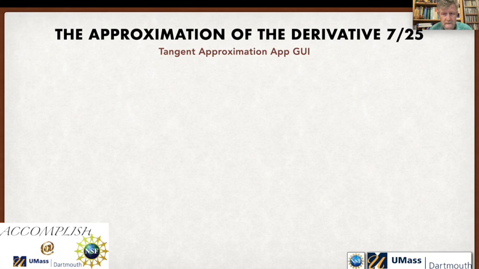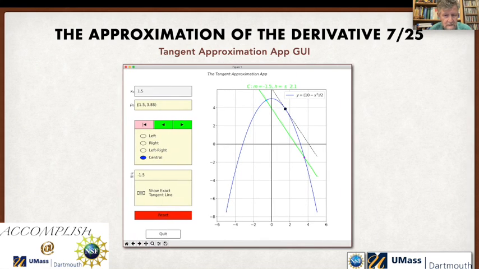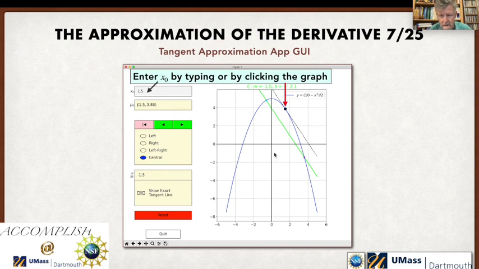Okay, next I'm going to talk about the graphical user interface for the tangent approximation app. It's also known as a GUI. Okay, here you have a screen snap of the app. And now to get started, you either need to click in this edit field and enter a value for x0, or you can move the cursor around over the graph area and click to enter a value of x0. In either case, the value of y0 will be computed by the app using the formula for the function.